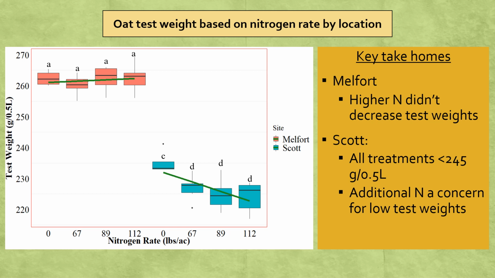First off is that Scott had much lower test weights than at Melfort, and that's similar to what we saw with yield. And when we look at Scott specifically, most of the oats receiving any added nitrogen were below the 230 grams per half liter that could lead to them being rejected for milling purposes. And then when we look at Melfort, we saw that there was no negative impact of increasing nitrogen rates on test weights.